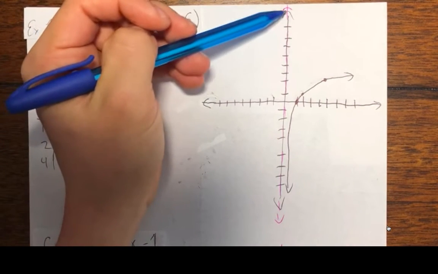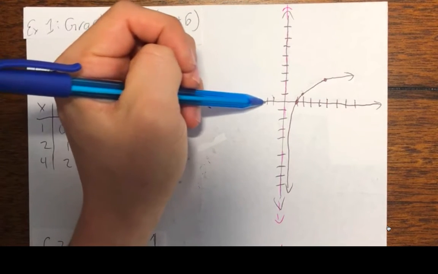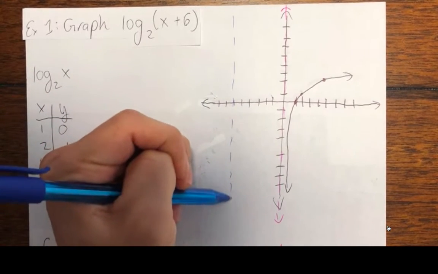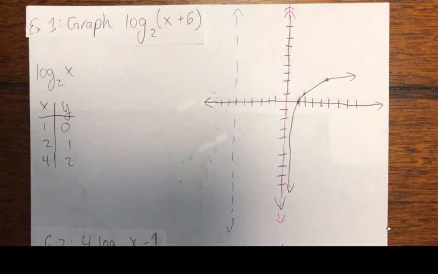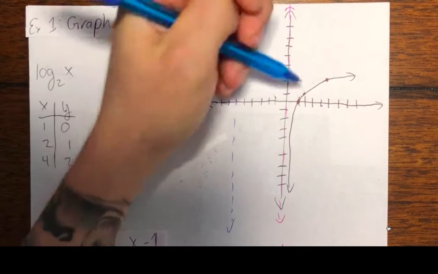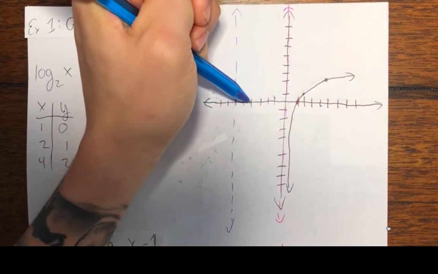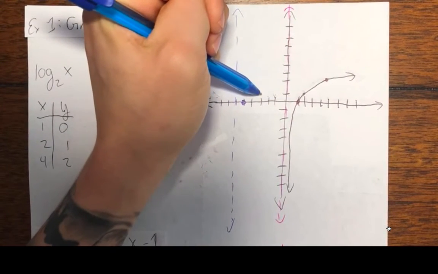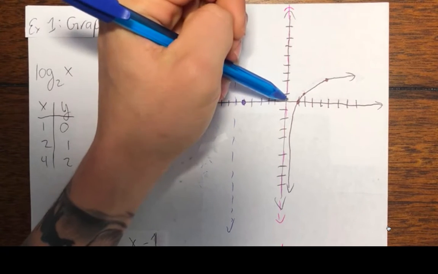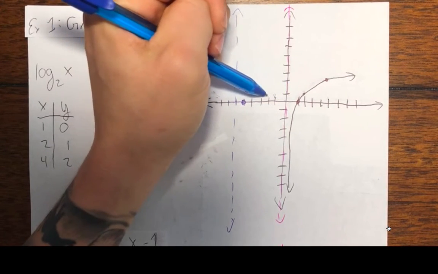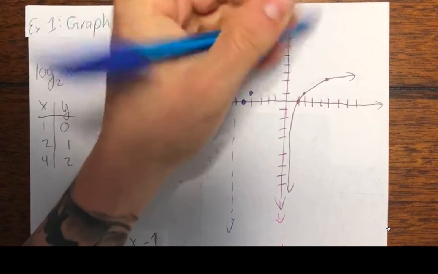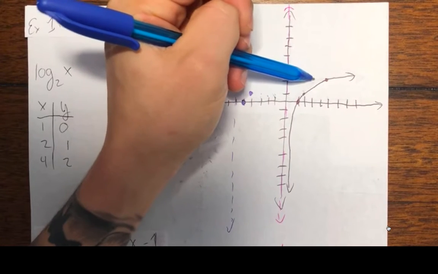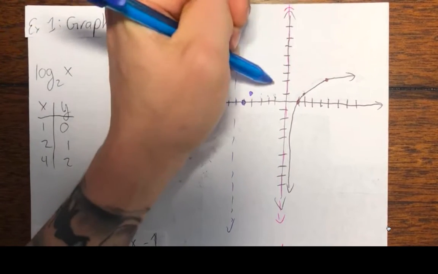So I'm going to first move the vertical asymptote 6 units to the left. So we have 1, 2, 3, 4, 5, 6. Okay? Now I'm going to move each point 6 units to the left. 1, 2, 3, 4, 5, 6. Let me see. 1, 2, 3, 4, 5, 6. Okay, yeah. And over here we have 1, 2, 3, 4, 5, 6.